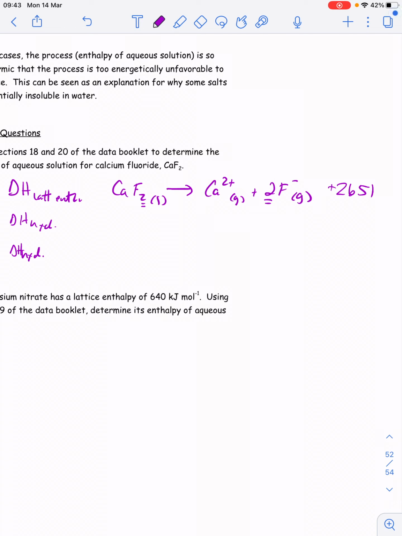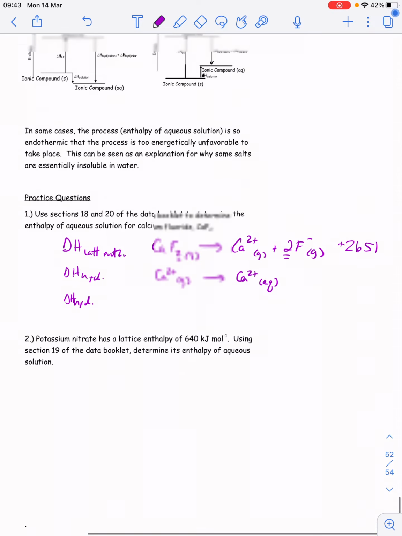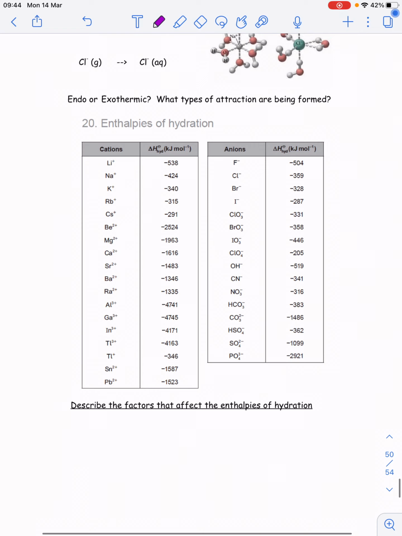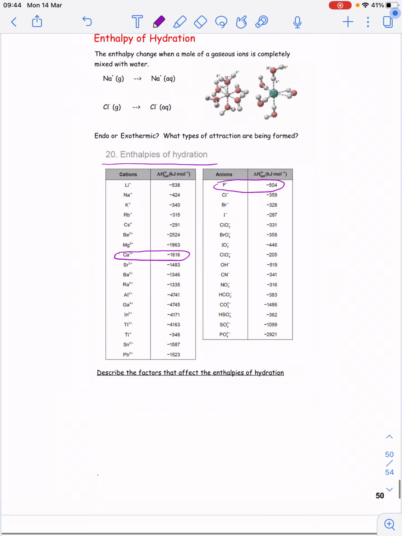Then I need to look at the hydration enthalpies for both ions. So I'm taking calcium ions, which are gaseous, and turning them into calcium ions that are aqueous. I don't show the water involved, I just show the change. That's always an exothermic change since you're forming attractions, like ion dipole attractions between water molecules and ions. It's always exothermic. These enthalpies of hydration are in table 20. So if I go up here, I might as well find the fluoride one at the same time. So table 20, enthalpies of hydration, and you'll see they list positive ions on the left, negative ions on the right. So calcium is minus 1616 and fluoride is minus 504.